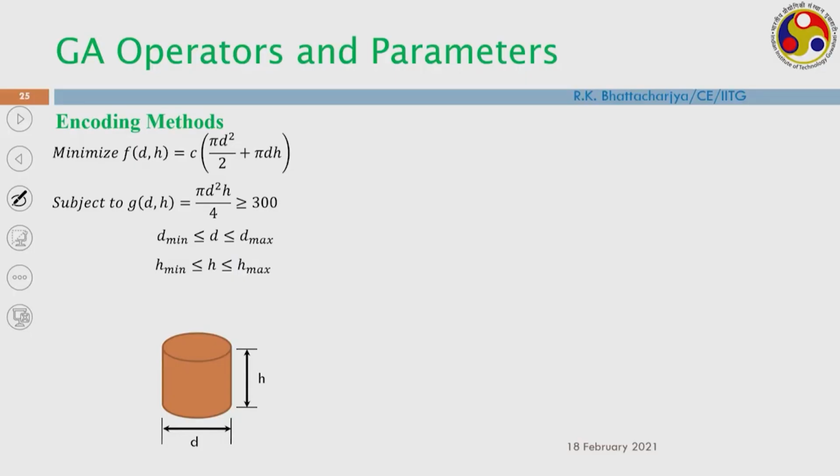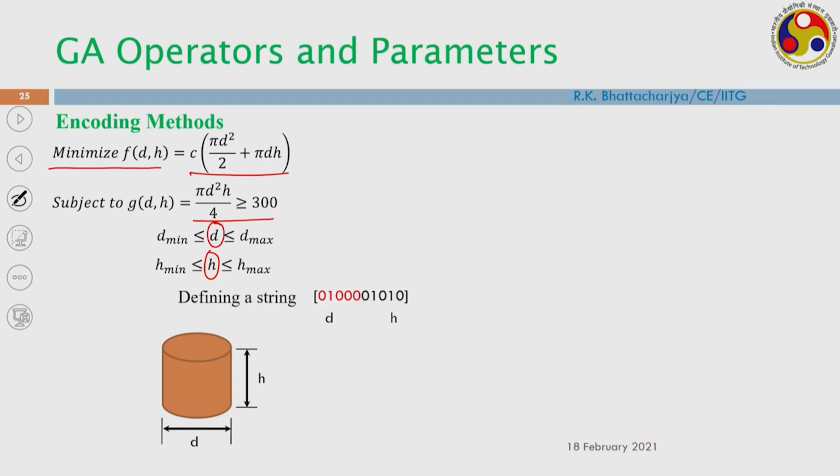So, now let us take an example problem, encoding method. I would like to take the same problem, that is minimization of the cost of the can, subject to the volume of the can being greater than 300, and the dimensions, that is diameter and height of the can, should be between d minimum and d maximum and h minimum and h maximum.